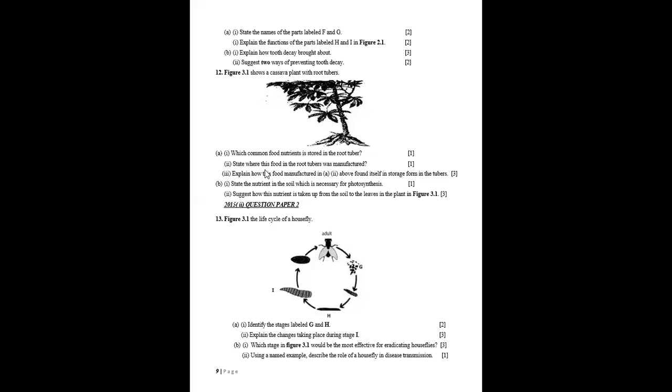Number two, state where this food in the root tuber was manufactured. It is in the leaves. Three, explain how this food manufactured in A2 above found itself in storage form in the tuber.